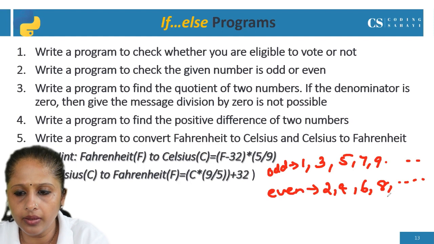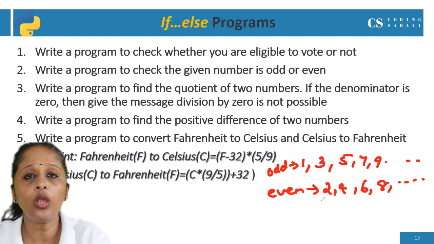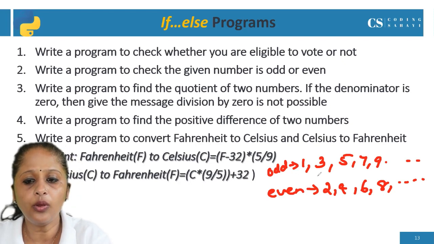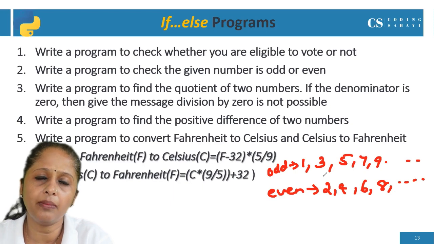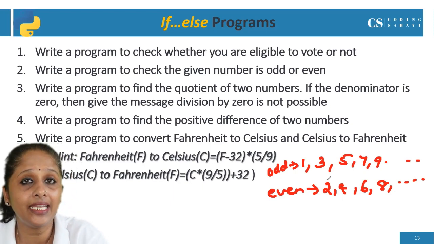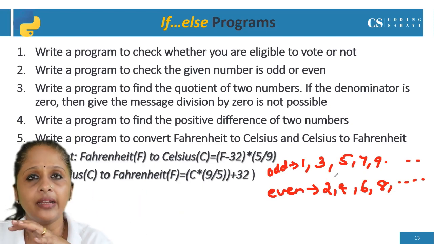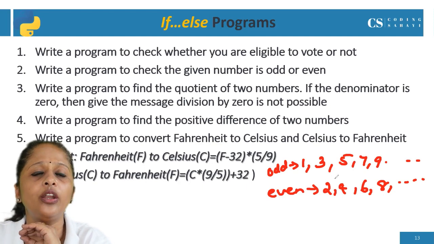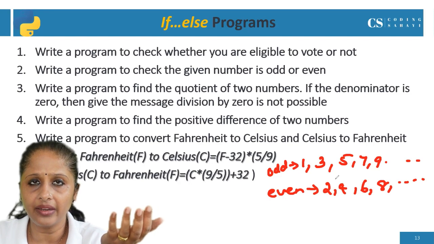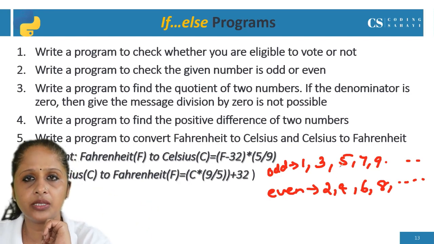See, even numbers we can divide by 2, right? That is, all even numbers are divisible by 2, right? But what about odd numbers? They are not divisible by 2, right? So how can we check the divisibility test? When you are dividing a number, if you get a remainder, then we can say it is not completely divisible. When you are dividing a number by another number and the remainder is 0, then we can say it is completely divisible, right?